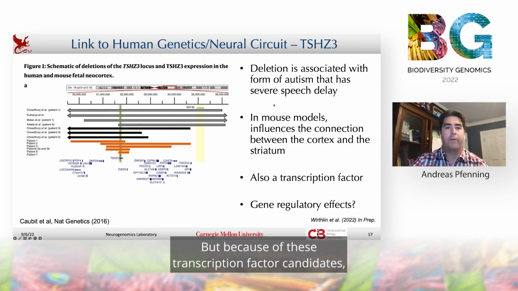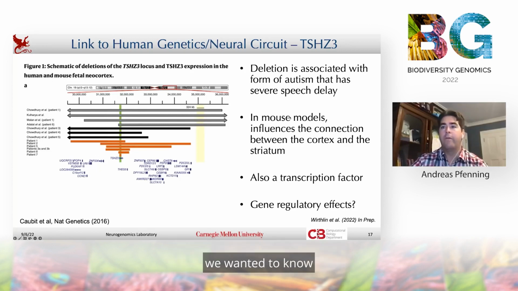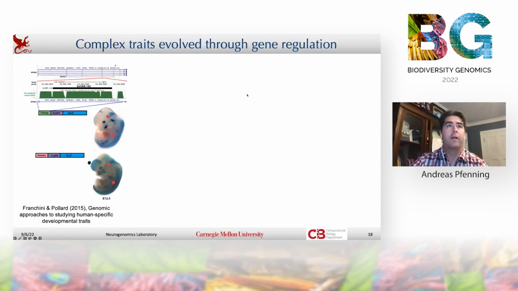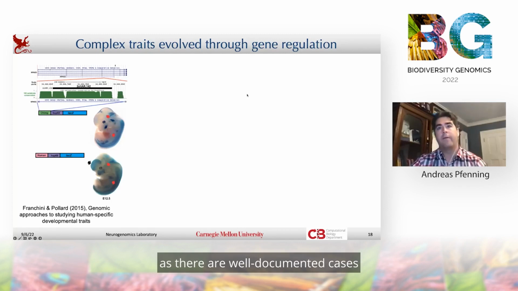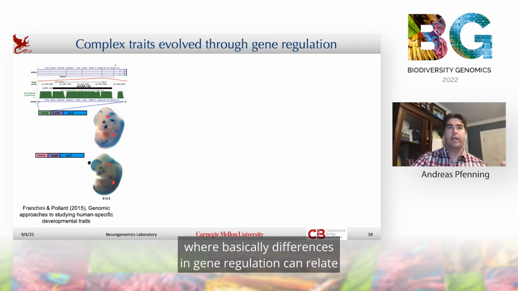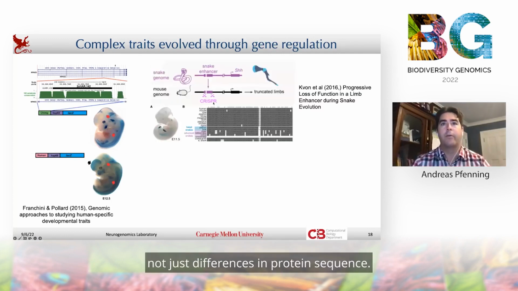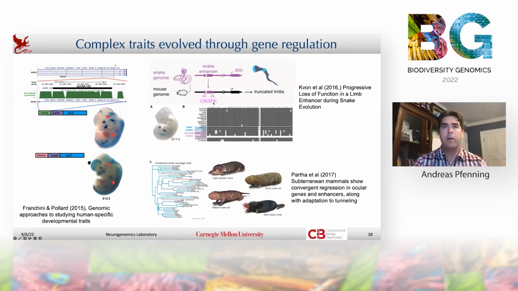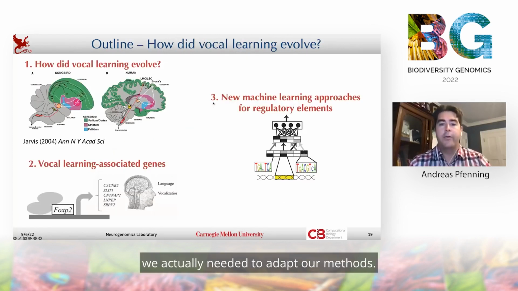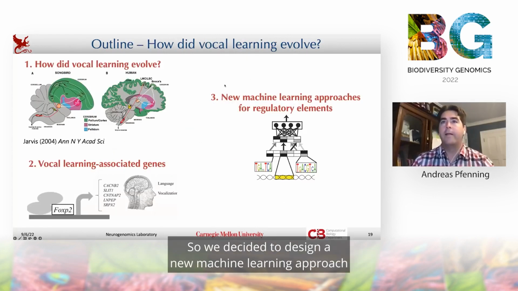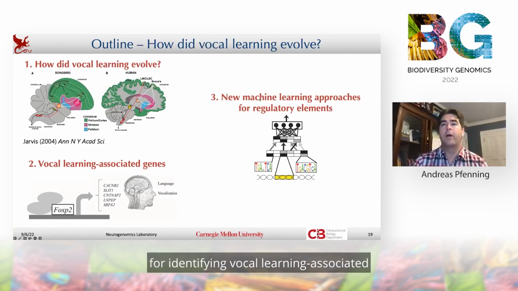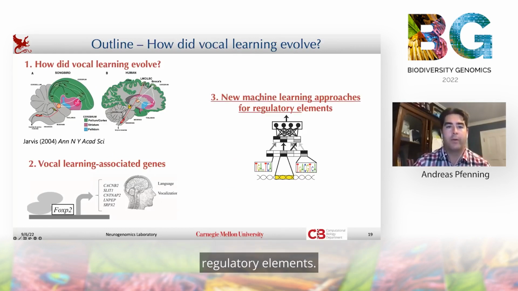But because of these transcription factor candidates, we wanted to know if there were also gene regulatory effects, as there are well-documented cases where differences in gene regulation can relate to complex traits as well, not just differences in protein sequence. But to do that, we actually needed to adapt our methods. So we decided to design a new machine learning approach for identifying vocal learning associated regulatory elements.